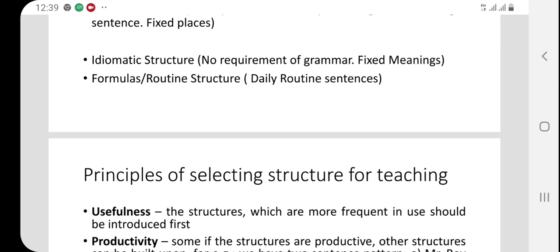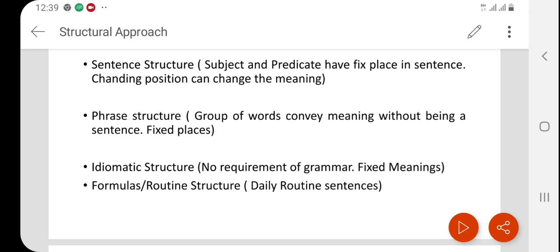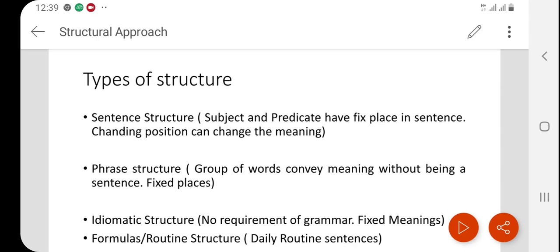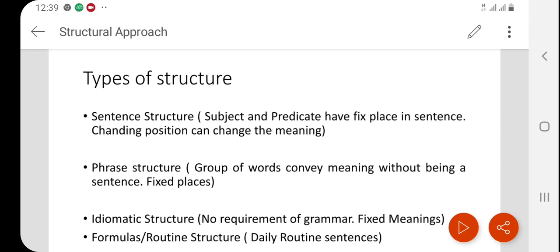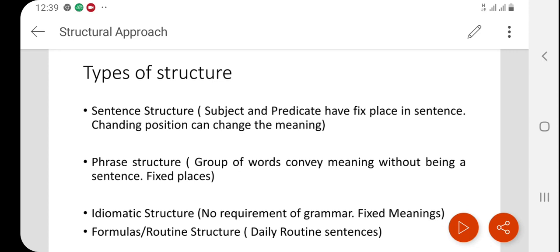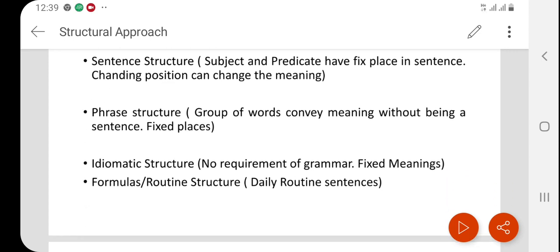Then the last one is routine structure. Routine structure means the daily routine sentences that we speak, that we get up early in the morning, from dawn to dusk, from morning to evening, whatever the daily needs are. When these are taught, that is again called routine structures in the structural approach. So there are four types of structures that a teacher can teach in class while teaching the structural approach: sentence structure, phrase structure, idiomatic structure, and then routine structure.